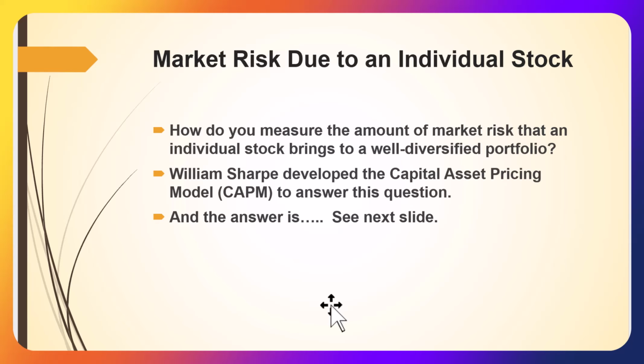So market risk comes with everything, right? It's part of an individual stock. How do you measure the amount of market risk that an individual stock brings to a well-diversified portfolio? William Sharpe developed the capital asset pricing model to answer this question. And quite frankly, there were actually three models, all developed at the same time, but they all came up with the exact same formula, the exact same relationship mathematically between risk and return. We'll talk about that in the next video.